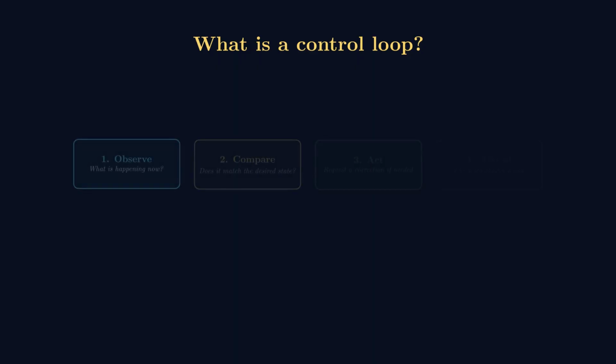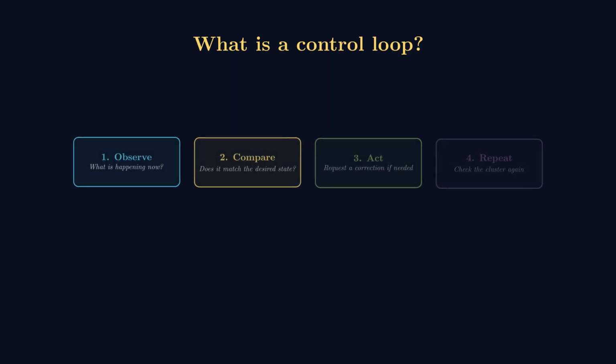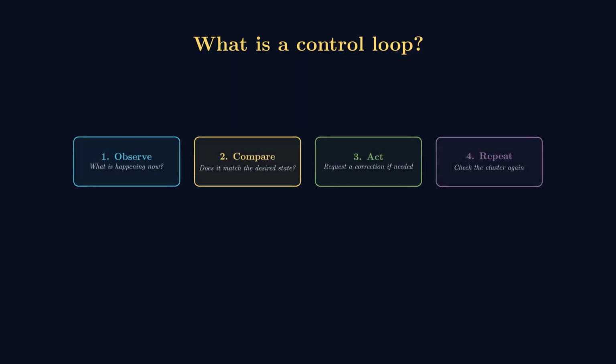Before we talk about sharing, let us first understand what a control loop is. A control loop is a small job that keeps running continuously in a loop. It looks at a part of the cluster, compares what is happening with what should be happening, and asks Kubernetes to correct any difference. And it keeps on doing the same thing over and over again.